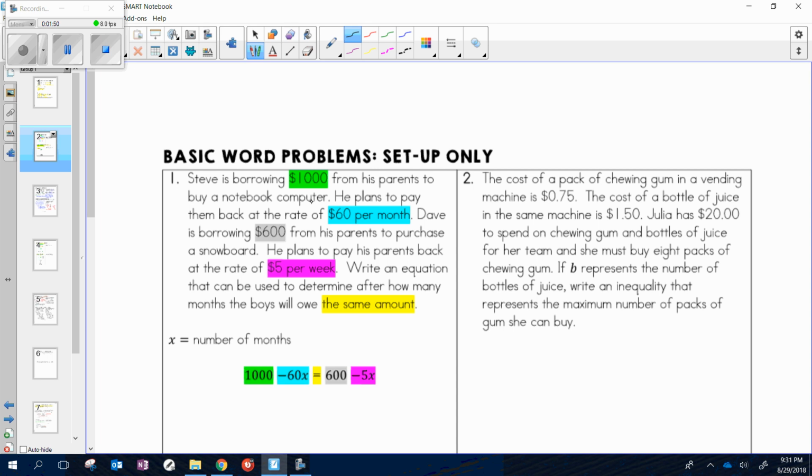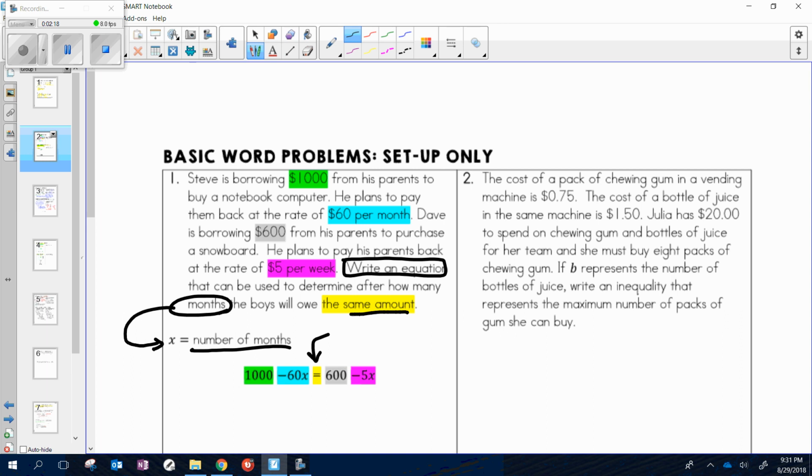Steve is borrowing $1,000 from his parents to buy a notebook computer. He plans to pay them back at a rate of $60 per month. Dave is borrowing $600 from his parents to purchase a snowboard. He plans to pay his parents back at a rate of $5 per week. It says to write an equation, so right away I'm thinking about that symbol. And you want to determine after how many months, so that's why I let x be the number of months.